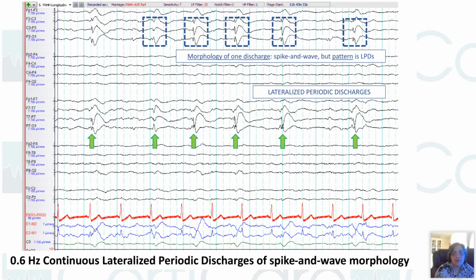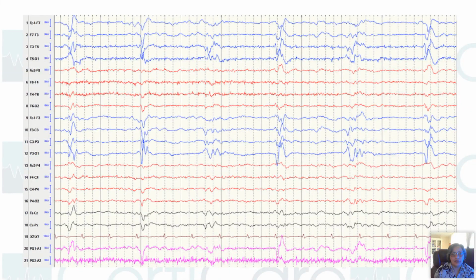These are some of the examples of LPDs. When you are describing them, you will talk about the frequency, the morphology, and the localization of these. These are left-sided lateralized periodic discharges of spike wave morphology and a frequency of about 0.6 hertz. Here is another example. This looks more like LPDs plus F because there are faster frequencies alongside these periodic discharges.